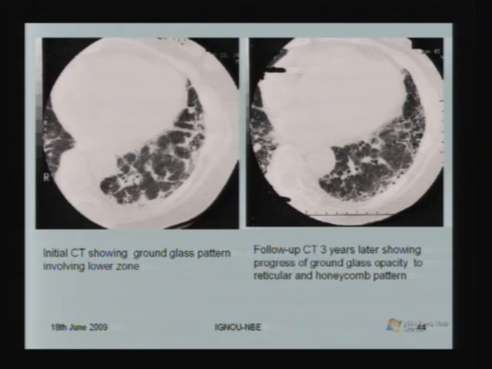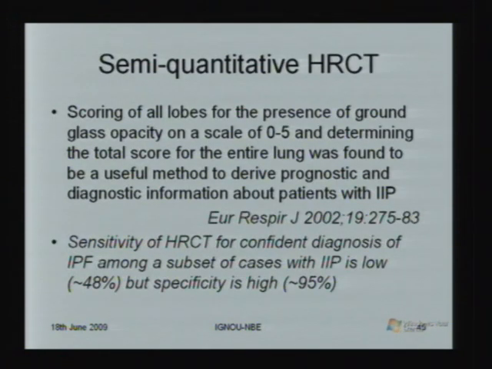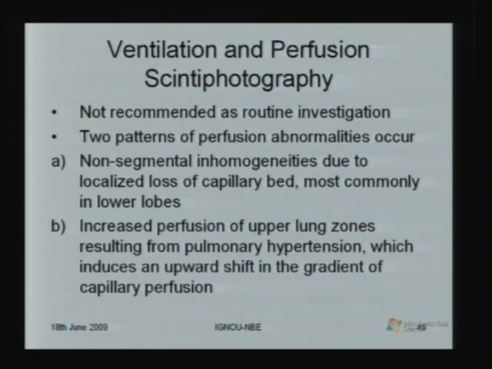After 3 years, it shows progress of the ground glass opacity to reticular and honeycomb pattern. Now, there has been this discussion about semi-quantitative HRCT, where they have described a scoring scheme, scoring of all lobes for the presence of ground glass opacity on a scale of 0 to 5, and determining the total score for the entire lung was found to be a useful method to derive prognostic and diagnostic information about patients with idiopathic interstitial pneumonia. The sensitivity of HRCT for a confident diagnosis of IPF among a subset of cases with idiopathic interstitial pneumonia is low to the tune of 48%, but the specificity is relatively high to the tune of 95%.